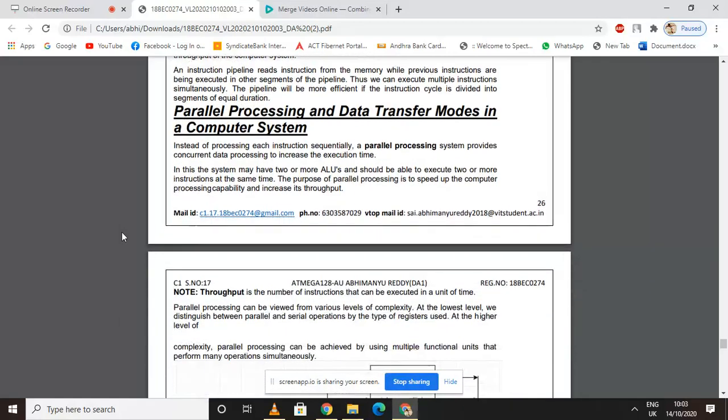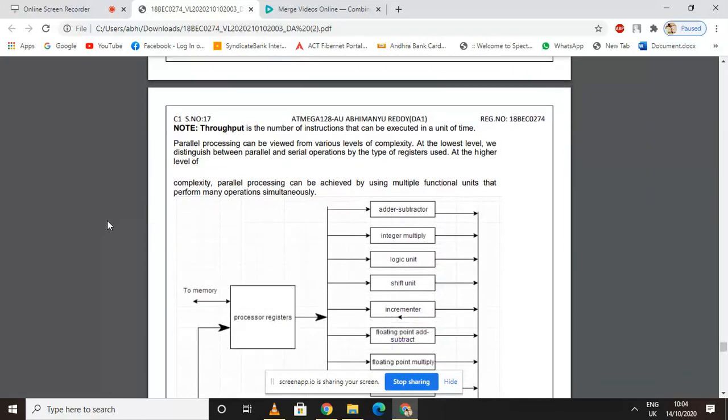So, parallel processing and data transfer modes in a computer system. Instead of processing each instruction sequentially, a parallel processing system provides concurrent data processing to reduce the execution time. The system may have two or more ALUs and should be able to execute two or more instructions at the same time. There is a throughput. Throughput is basically the number of instructions that can be executed in a unit of time.